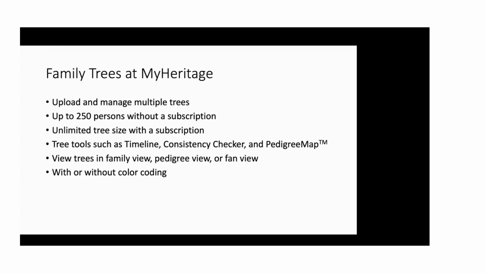MyHeritage has some excellent family tree features. You can upload and manage multiple trees. They can have up to 250 persons without a subscription. If you do have some type of subscription with them, you can have unlimited tree size. They have some tree tools they call Timeline, Consistency Checker, and Pedigree Map. And also, you can view your trees in Family View, Pedigree View, or Fan View, and you can do each of those with or without color coding.